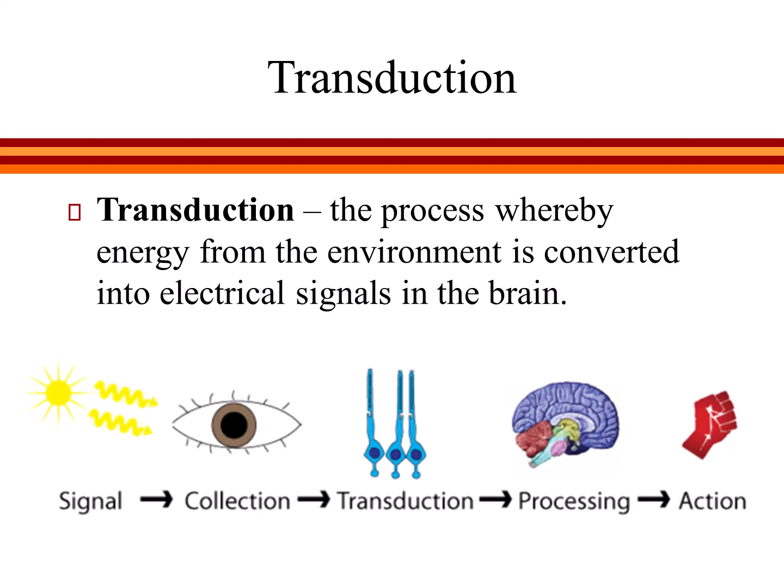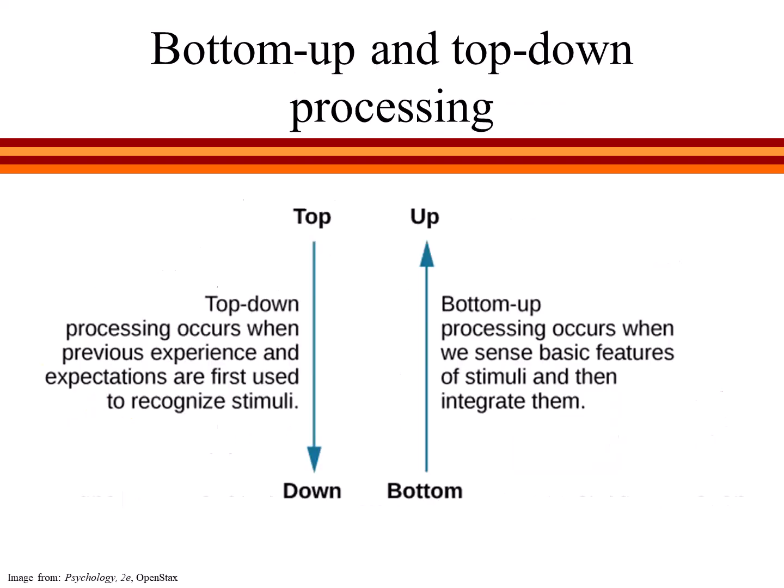After external stimuli is transduced or converted into electrical signals, our brain processes and organizes this information to help us construct our conscious experience. This psychological process of making sense of stimuli is called perception. Perception involves both bottom-up and top-down processing. In bottom-up processing, the process starts with sensory input from the environment, which then works its way up to our brains to inform our conscious experience.